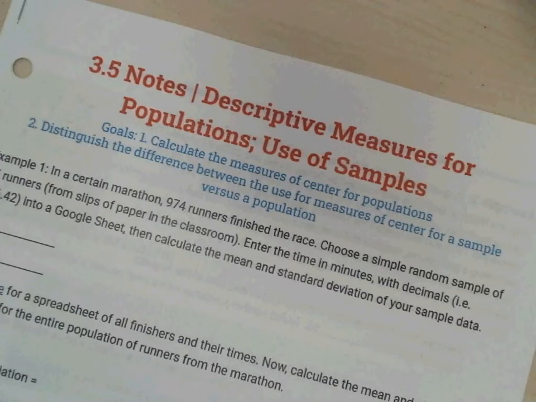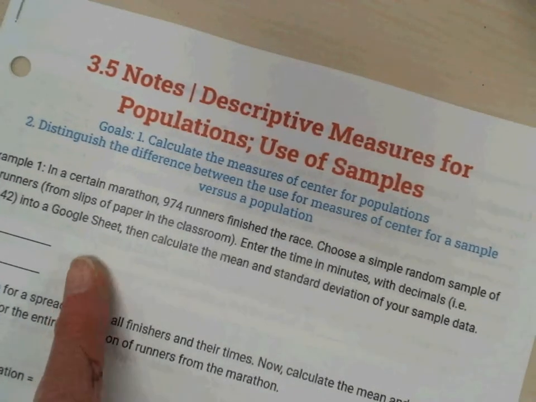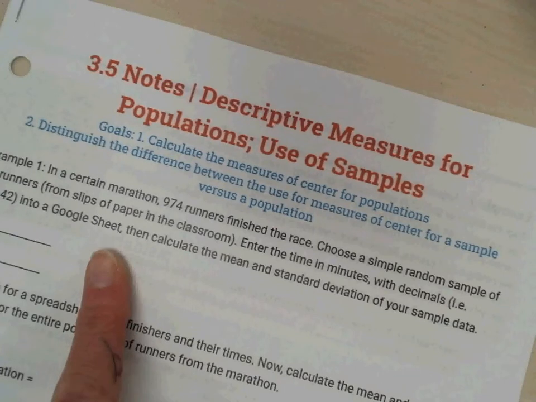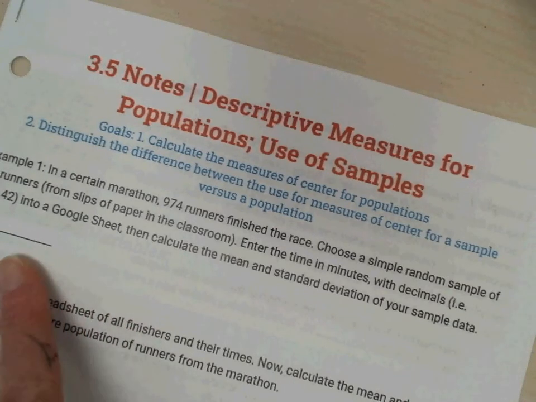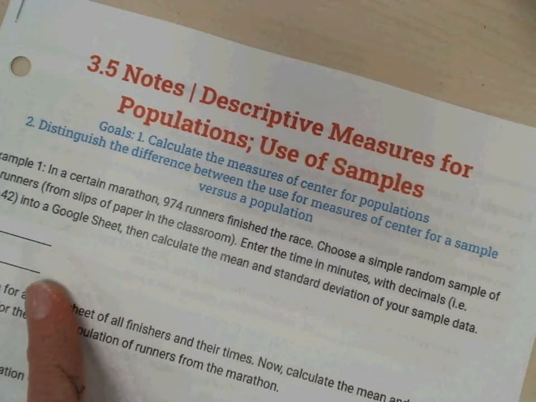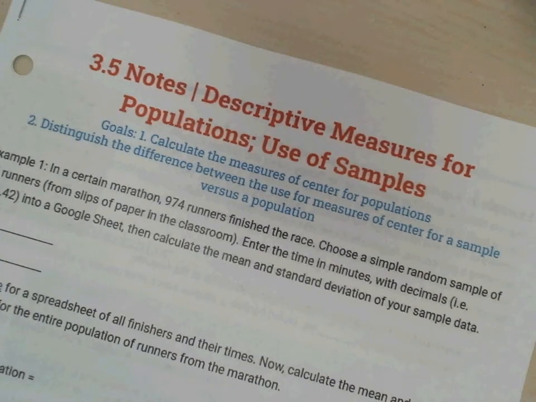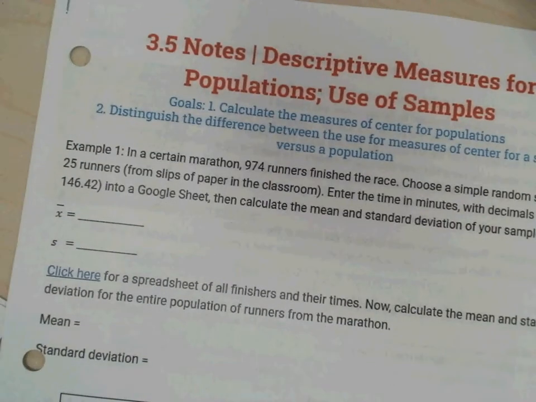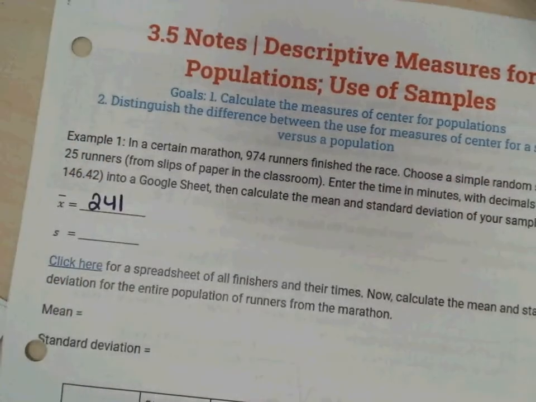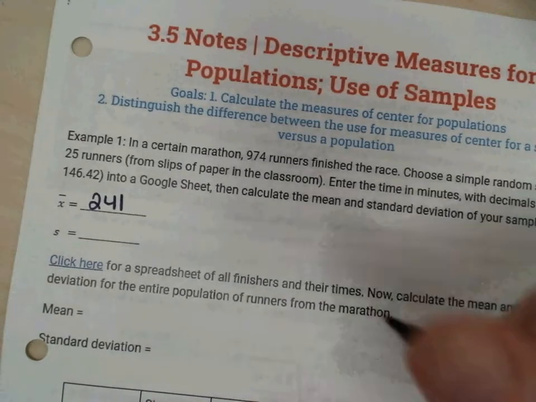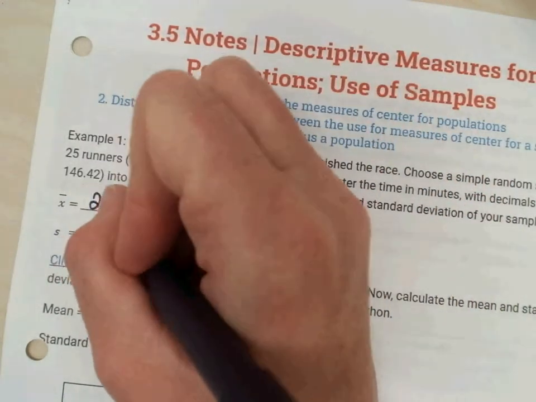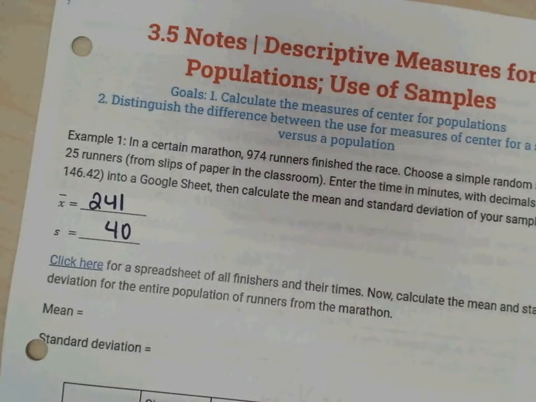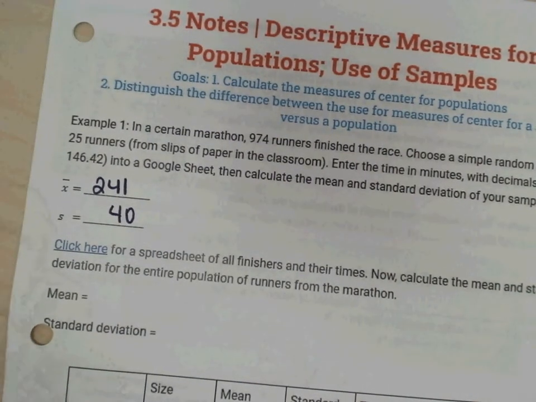Example 1: we just practiced that using all these different samples of 25 runners, entering them into Google Sheets, and it says we're going to fill in X bar and S. Whatever you calculated, you can fill in on those lines. Evan, what did you calculate for X bar for your set of 25 runners? So 241, and what did you get for your standard deviation? 40. Excellent. So your X bar is your mean. Whatever you calculated, and if you didn't get yours finished, then you can just put these in, that's fine.